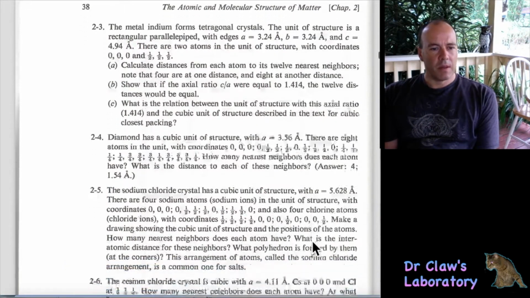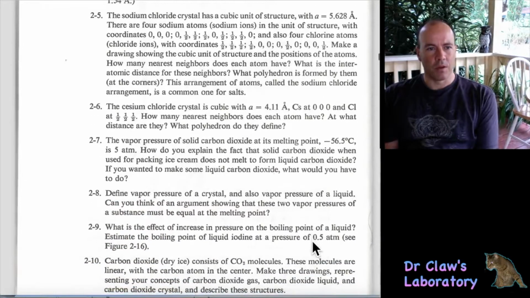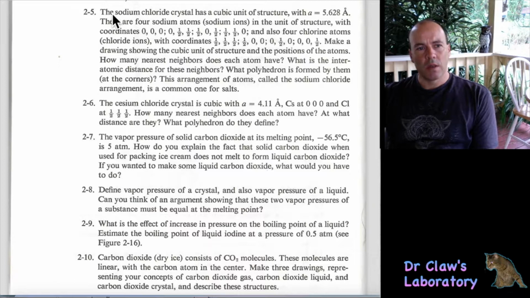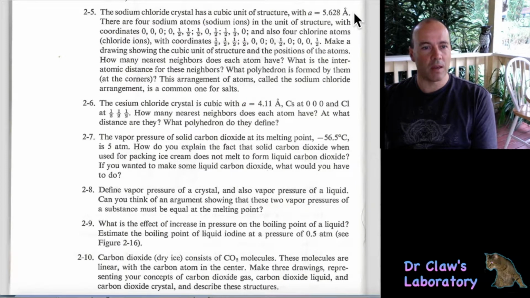Problem 5 deals with the structure of sodium chloride crystals. It reads, the sodium chloride crystal has a cubic unit of structure with edge length 5.628 angstroms. There are 4 sodium atoms, or ions, in the unit of structure with coordinates, and it gives you the coordinates, and also 4 chlorine atoms with their coordinates.